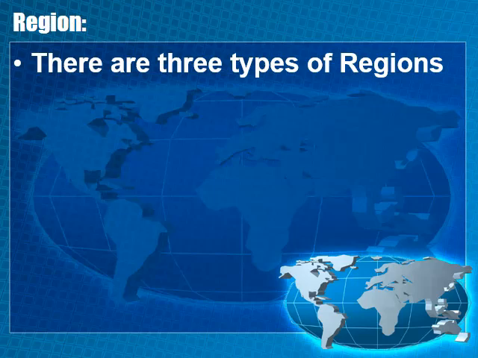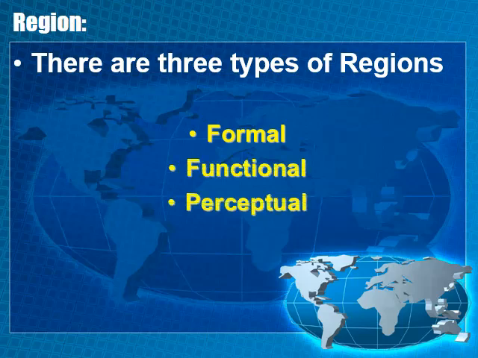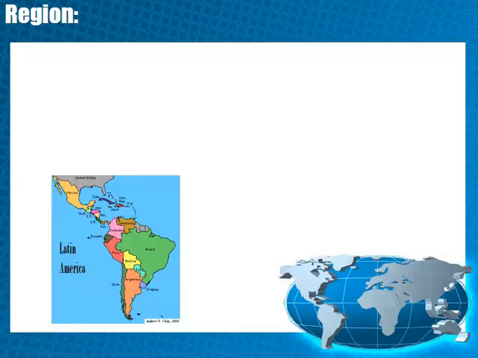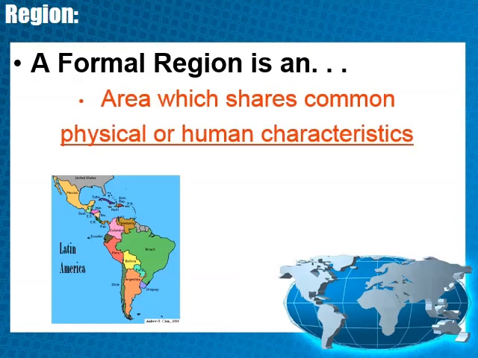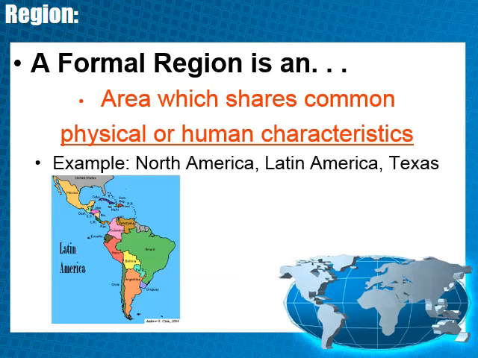There are three types of regions that we look at in geography. The first one is called a formal region. We also have a functional region and a perceptual region. A formal region is going to be an area which shares common characteristics, and they are usually physical or human characteristics. An example of these would be North America, Latin America, and Texas.